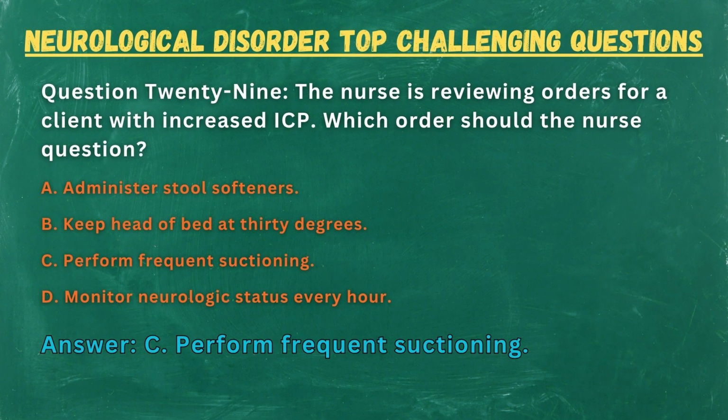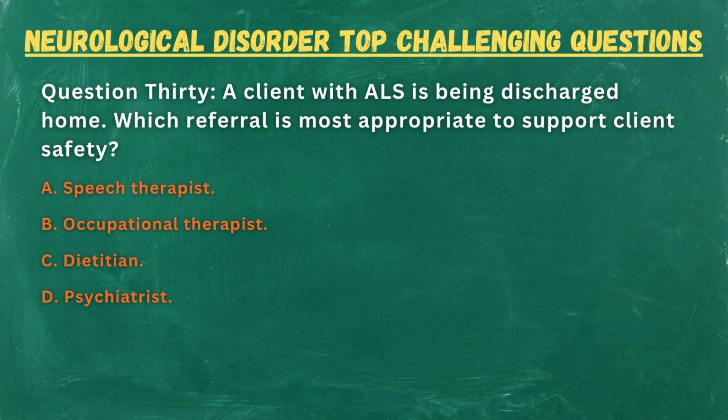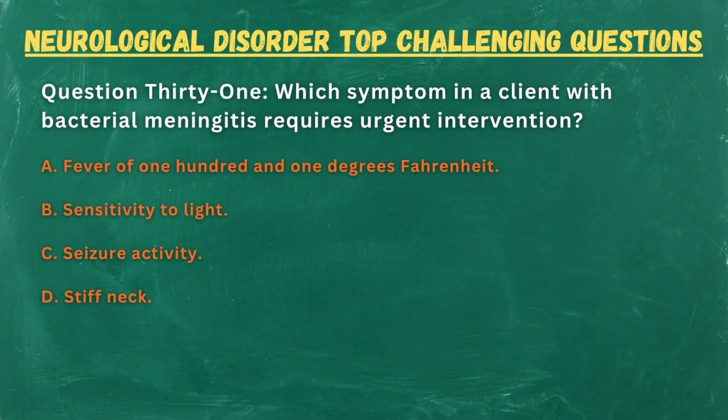Answer: C. Perform frequent suctioning. Question 30. A client with ALS is being discharged home. Which referral is most appropriate to support client safety? A. Speech therapist. B. Occupational therapist. C. Dietitian. D. Psychiatrist.